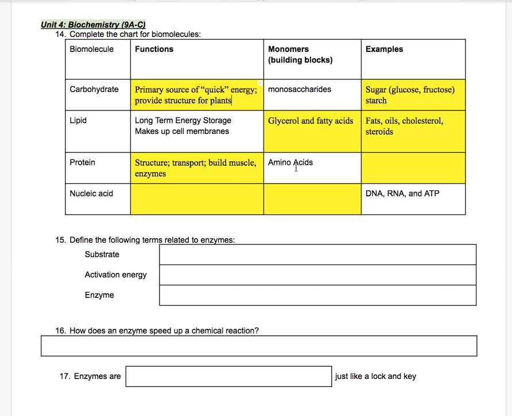The monomers of proteins are amino acids. Remember, there are 20 different kinds of amino acids, and they can all be put together in different orders and different ways to make up different functions. Examples of proteins, well, that can be your hair, nails, and muscle tissue. Could also be, again, your amino acids and your enzymes.